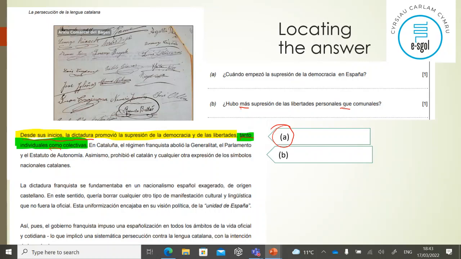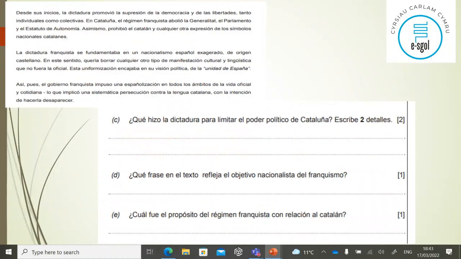I'm going to carry on with the text. So this time, look at the questions. The first one, question C, try to locate it in the text. ¿Qué hizo la dictadura para limitar el poder político de Cataluña? Question D, ¿qué frase en el texto refleja el objetivo nacionalista del franquismo? Question E, ¿cuál fue el propósito del régimen franquista con relación al catalán? Can you match the questions with sentences or portions of the text?